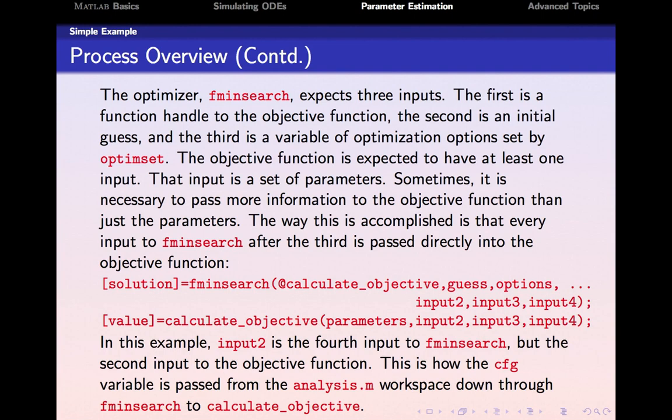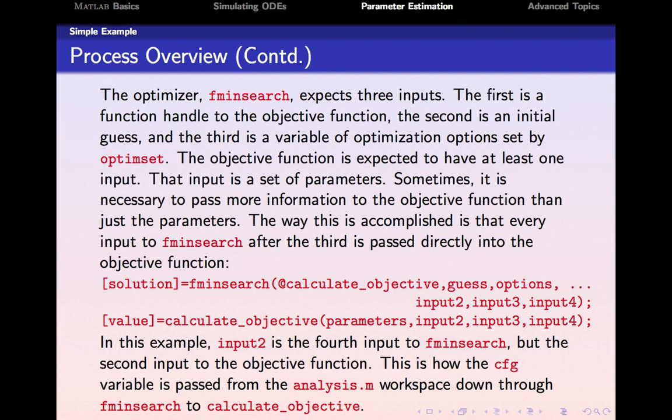And the objective function that you're calling is expected to have at least one input. Okay, the objective function is going to expect the first input to be a set of parameters. So for any given set of parameters, your objective function needs to be able to calculate the value of your objective function. Okay. So those parameters will then be passed on down to your observation details function.